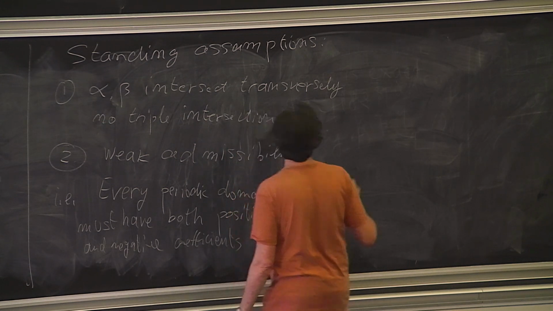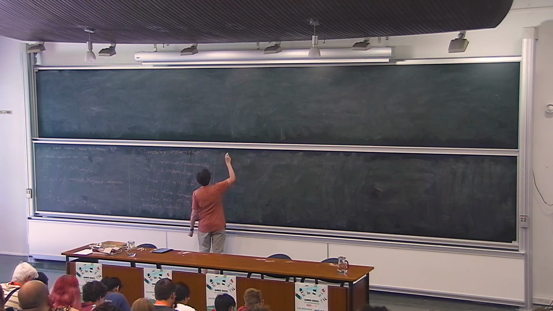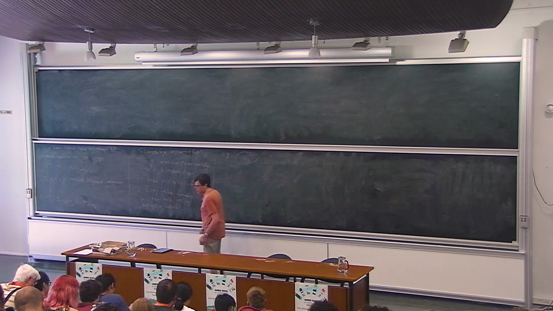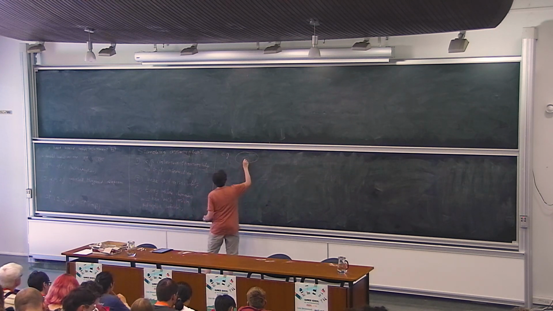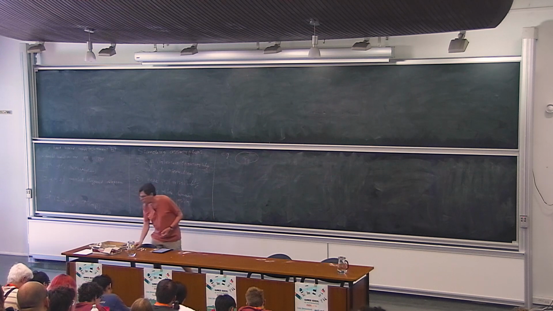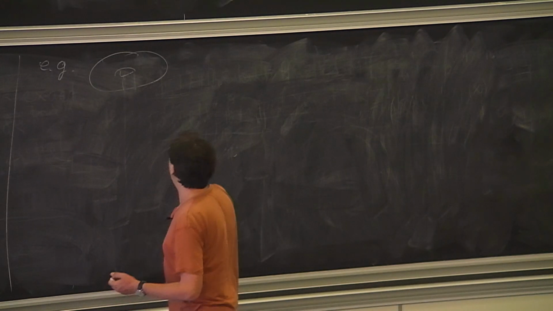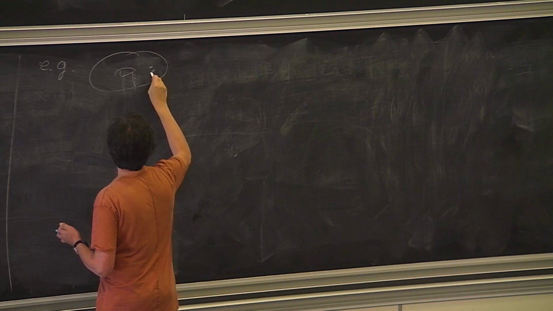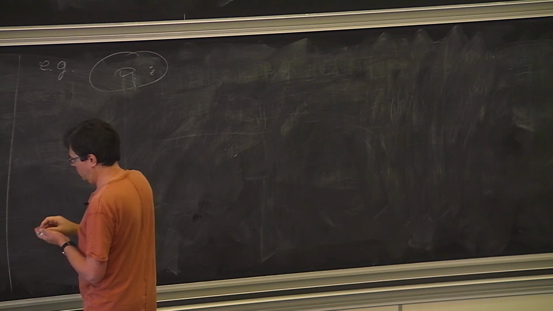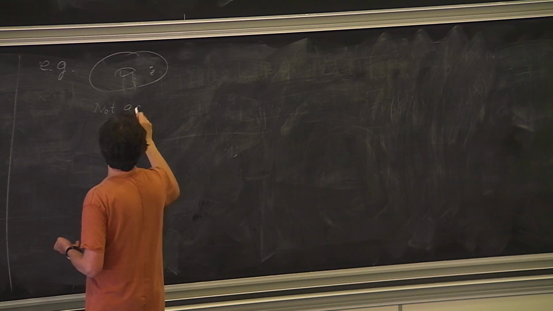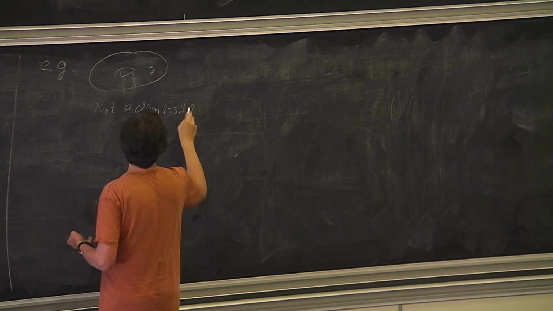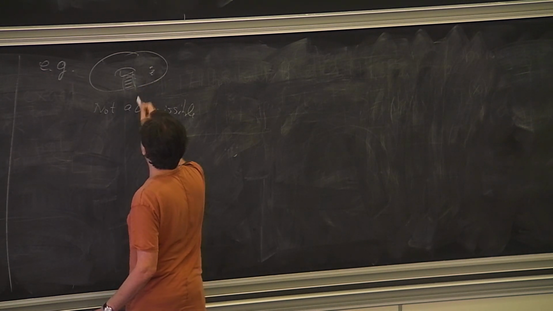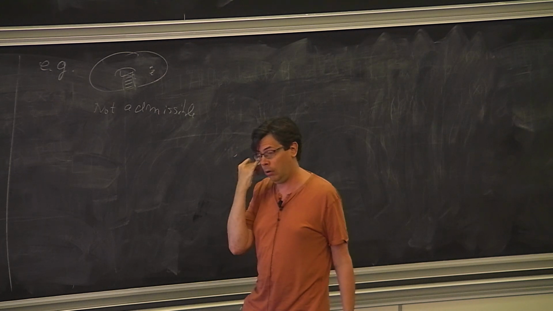For example, this diagram is not admissible, because there is a periodic domain, which is this one, which has coefficient 1. So only a positive coefficient.